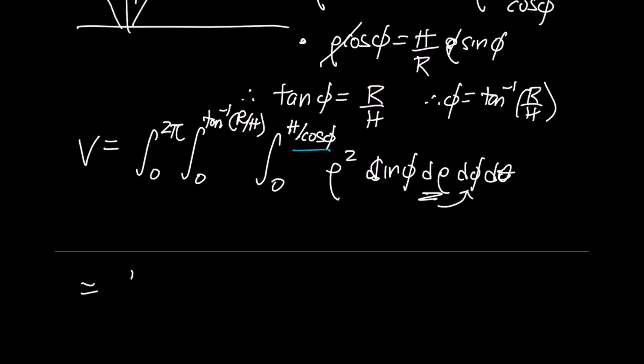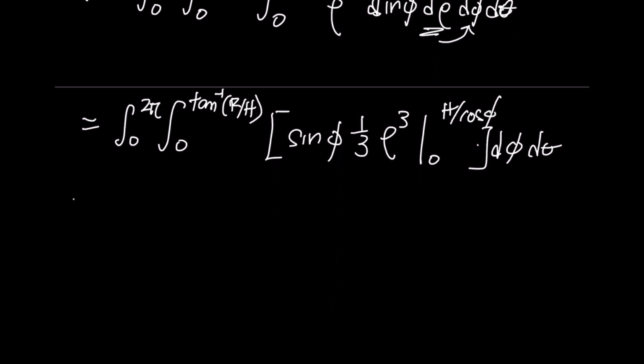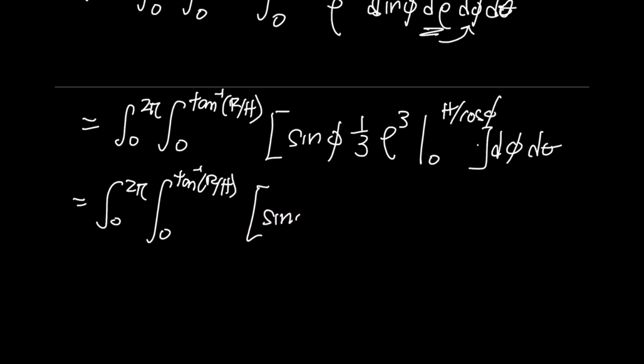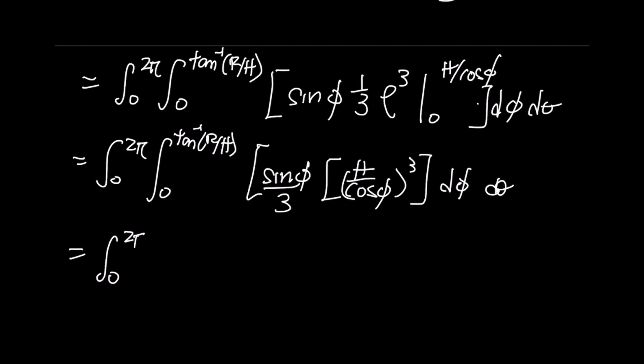So this will end up giving us 0 to 2 pi, 0 to tan inverse of r over h. A sine phi, which is constant, will have a 1/3 rho cubed evaluated from 0 to h over the cosine of phi d phi d theta. 0 to 2 pi, 0 to tan inverse of r over h. We'll have our sine phi present, and now we'll get h over the cosine of phi cubed d phi d theta. This integral may look scary, but there are many things constant.